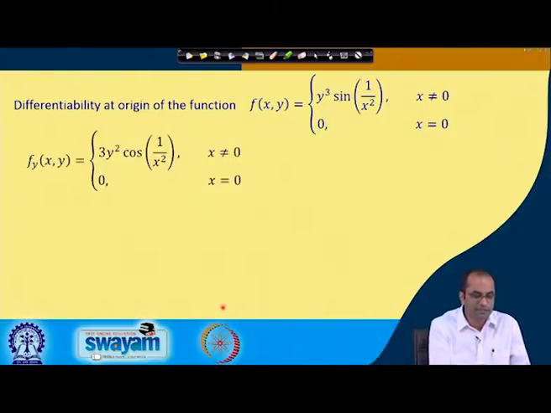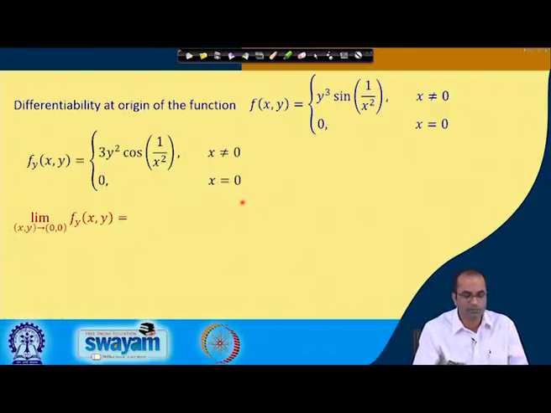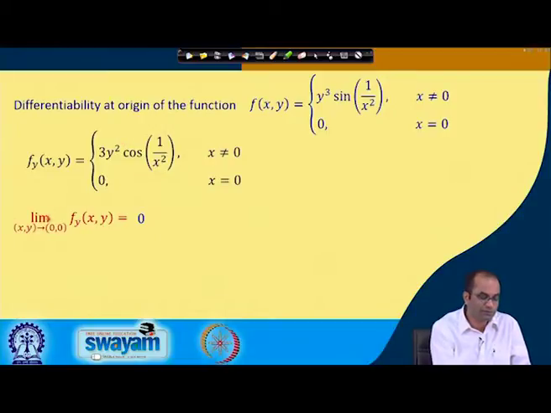In this case, we can compute f_y by treating x as constant. So, this will be just 3y squared when x is not equal to 0, and 0 when x is equal to 0. We will again take the limit as (x, y) goes to (0, 0) of f_y at the point (x, y). Here the situation is different. When (x, y) goes to (0, 0), this term will go to 0 and something finite is sitting here, so there is no problem in getting this limit as 0.